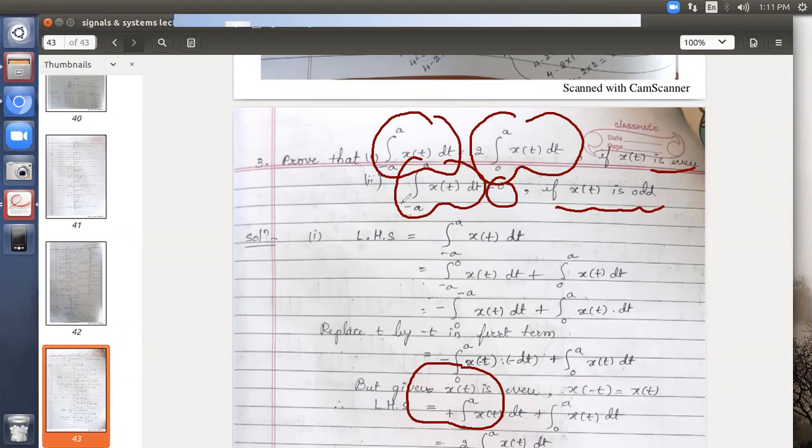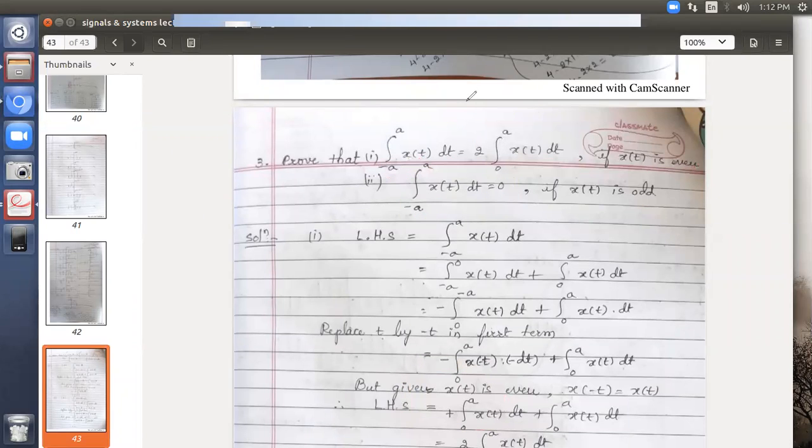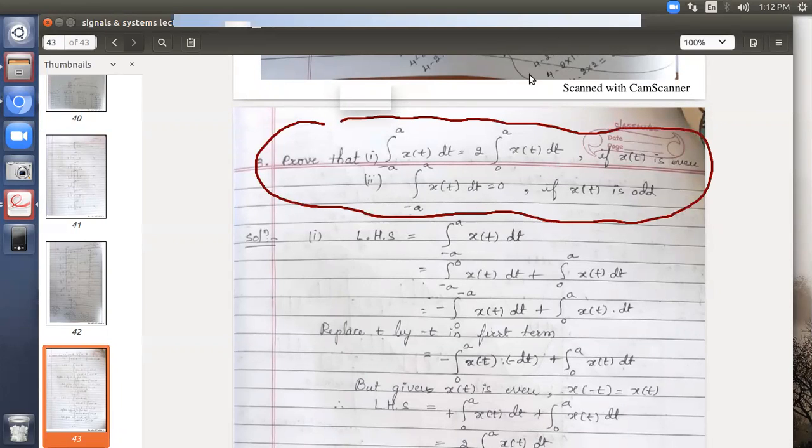In order to prove this identity, you have to go for the basics of your integration. Calculus you might be thorough with. You have studied the basics of integrations, some properties of integrations. You have to use those properties and solve this problem. Anyhow, I'll be sharing this document with you. This is also an assignment for you. Prove the two identities, x is even, x is odd.